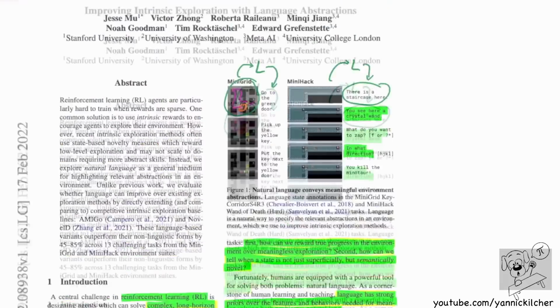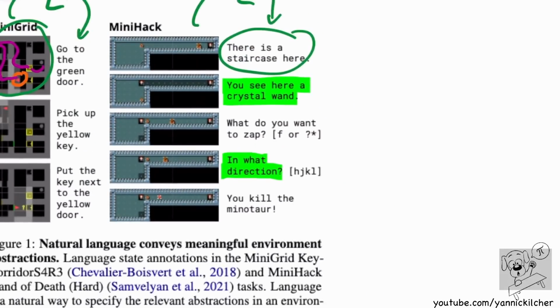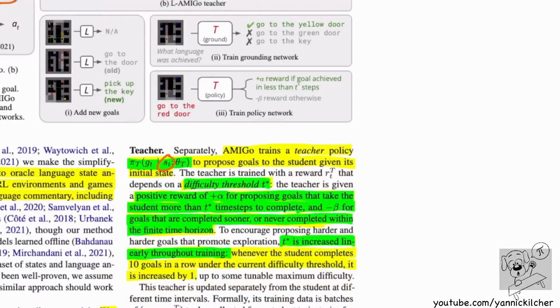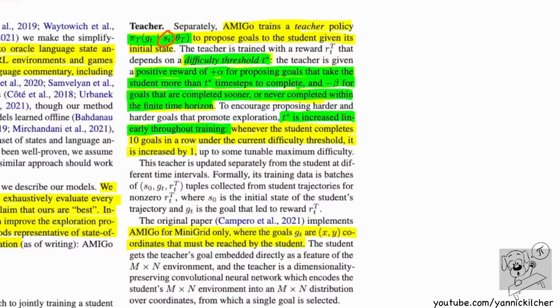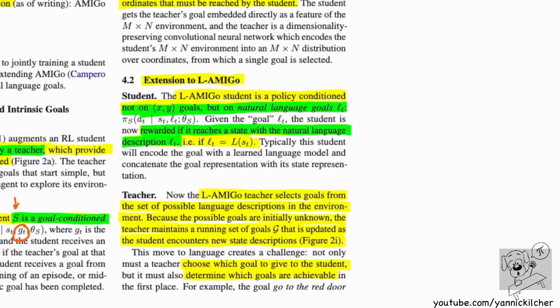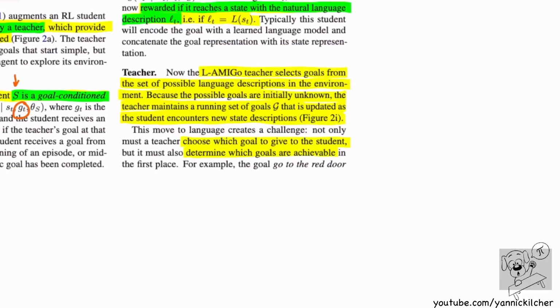It is more evident in the MiniHack environment, right? So these are just descriptions of the state, whatever the game would output if you're in this state, and the teacher simply proposes these. So it just says, well, here is a goal for you. Try to get to a state where the language descriptor outputs that. So those are the goals that the teacher can choose. So we don't have XY goals, but we have natural language goals. The student is rewarded if it reaches a state with the natural language description that the teacher outputs. Easy enough. So how does the teacher do this?